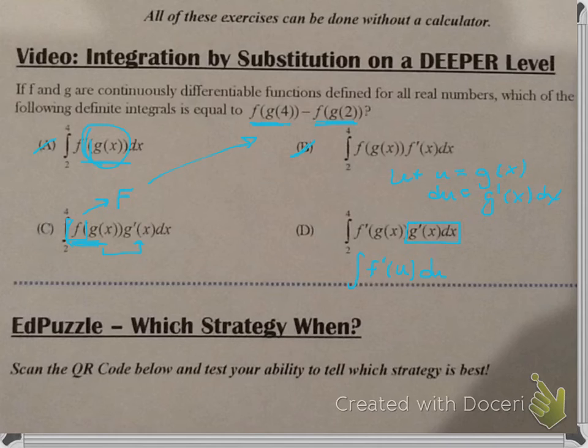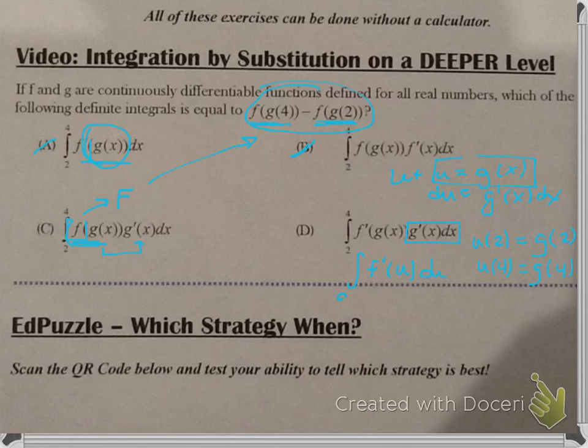Well, we talked about needing to know what to make u of 2, right? These bounds would change, so to speak. Okay, well, u of 2, according to what we did up here, would become g of 2, and u of 4 would become g of 4. Well, guess what? Look at the original question, starting to take shape here.